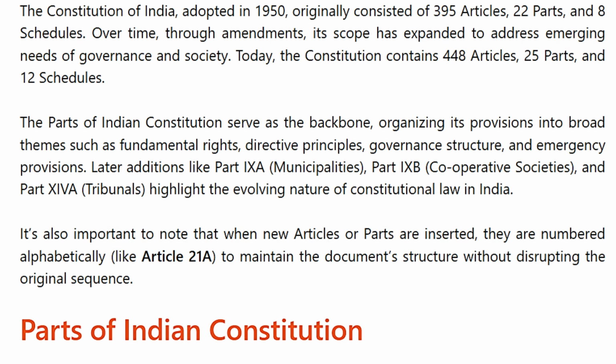The parts of the Indian Constitution serve as the backbone, organizing its provisions into broad themes such as fundamental rights, directive principles, governance structure, and emergency provisions. Later additions like Part IXA, municipalities, Part IXB, cooperative societies, and Part XIVA, tribunals, highlight the evolving nature of constitutional law in India. It's also important to note that when new articles or parts are inserted, they are numbered alphabetically, like Article 21A, to maintain the document's structure without disrupting the original sequence.